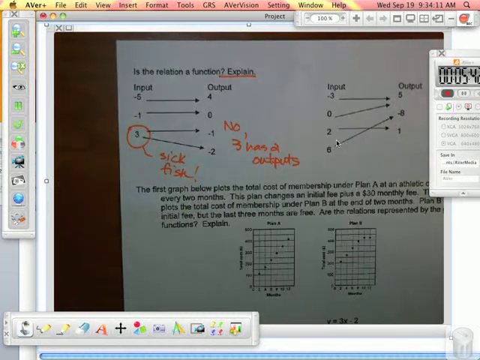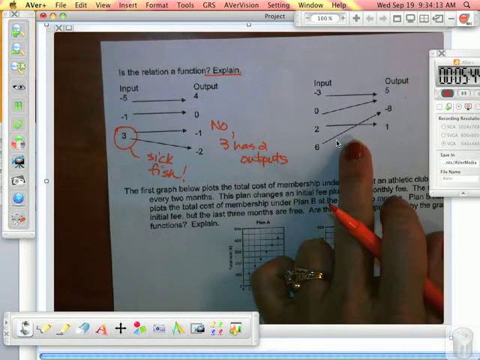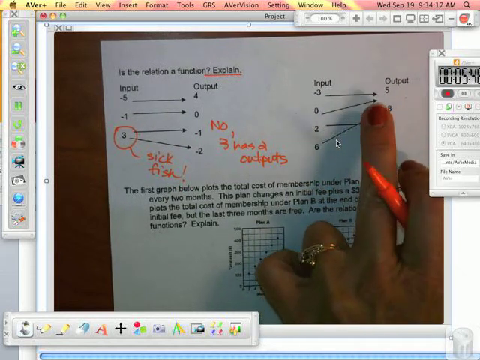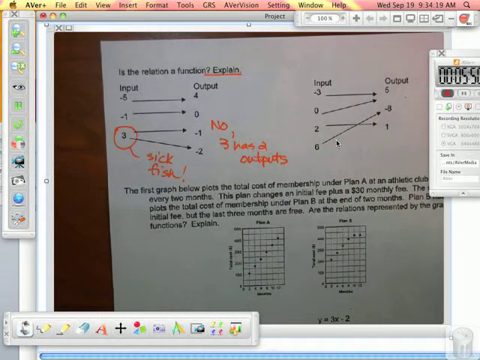How about this one? Is this a function? Yes. Every input has exactly one output. Even though they both go to 5, it's okay. All right?